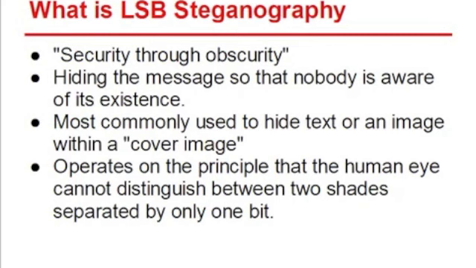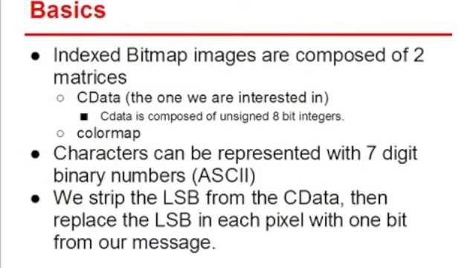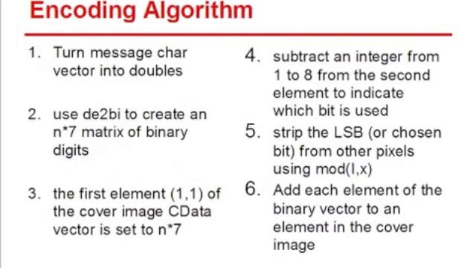An indexed bitmap image is composed of two matrices: the CData matrix, which is composed of unsigned 8-bit integers, and a color map. Characters can be represented with 7-digit binary numbers. We strip the least significant bit from the CData, then replace the least significant bit in each pixel with 1 bit from our message. To encode data into an image, first you turn your message string into doubles. Then use d2bi to create a matrix of binary digits which correspond to these doubles.